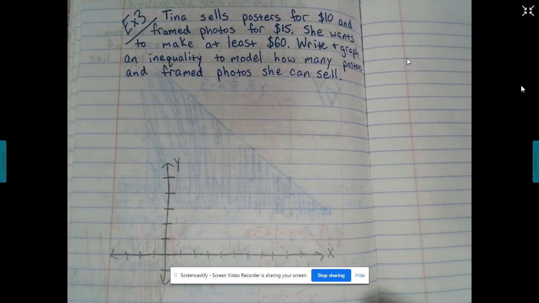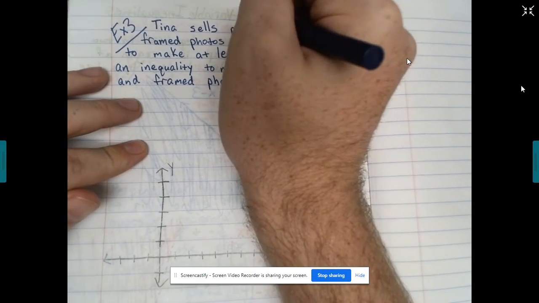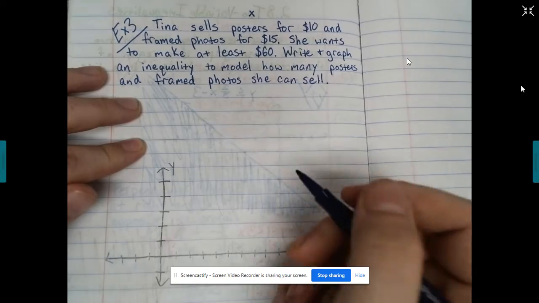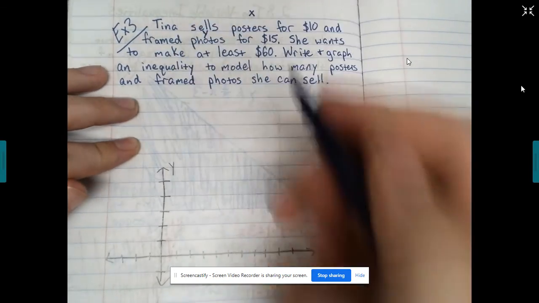So we want to set this up. Again, it's a two variable inequality. So I want to figure out what my variables represent. There are only two things I see here that are variable factors, posters and photos. So I'll say, let's let the posters be X and the photos be Y.